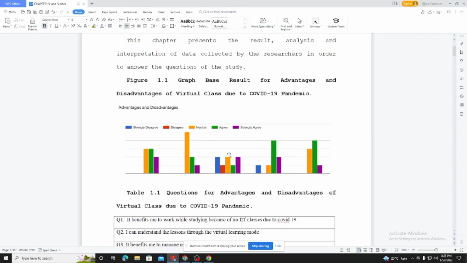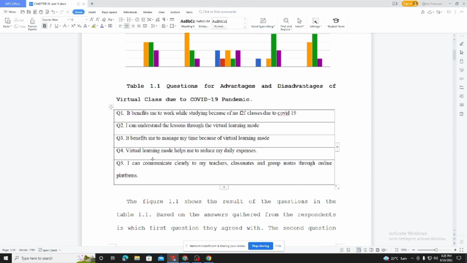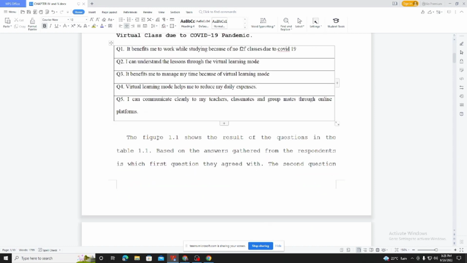So, ito po yung chart. So, Table 1.1 questions for advantages and disadvantages of virtual class due to COVID-19 pandemic. So, ito po yung mga questions. 5 questions po yan. The figure 1.1 shows the result of the questions in the table 1.1.